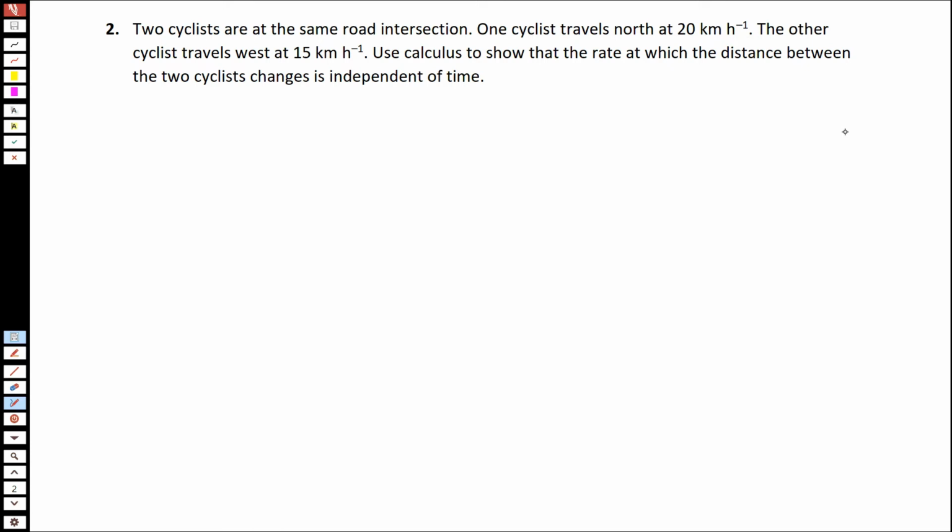Two cyclists are at the same road intersection, and one cyclist travels north at 20 kilometers per hour, and the other travels west at 15 kilometers per hour. So let's try and represent this in a diagram.